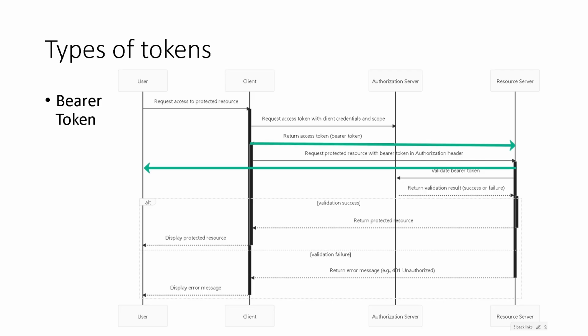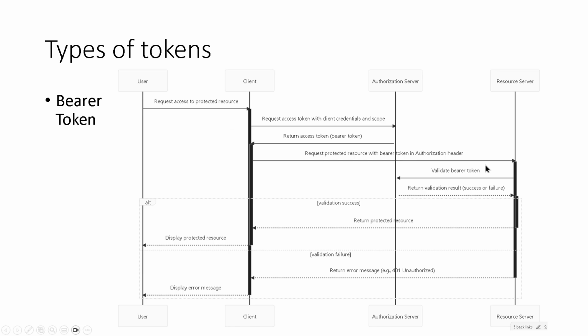The bearer token is obtained from the authorization server by the client using its own credentials and the scope of access. The bearer token is then sent in an HTTP request to the resource server in the authorization header field. The resource server validates the bearer token with the authorization server. It returns the protected resource or an error message depending on the validation results with the authorization server.